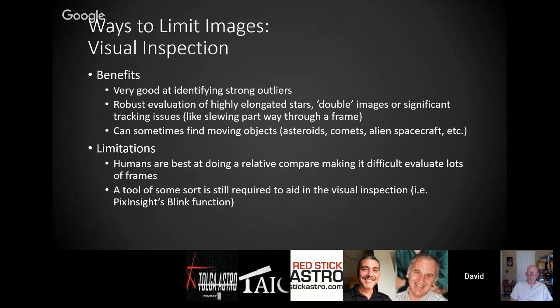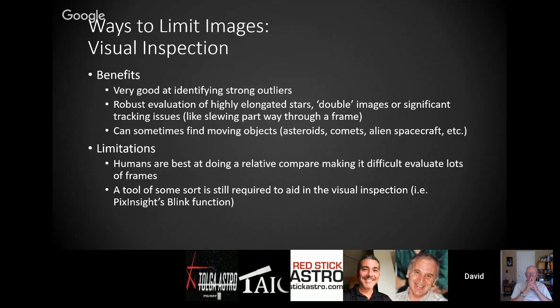There are multiple ways to limit images or weight images when you're dealing with this stuff. The first one we'll talk about is visual inspection. There are some very good benefits to this, right? Humans are very good at identifying strong outliers.